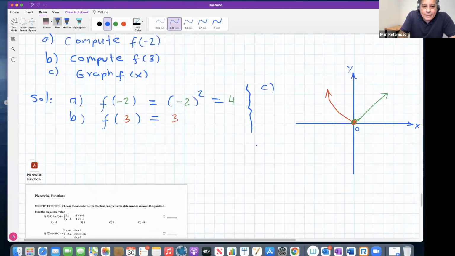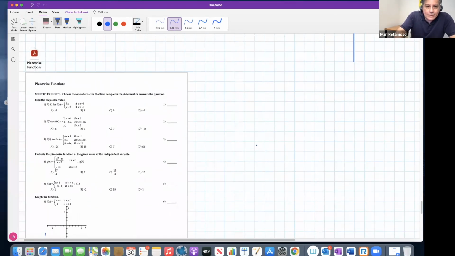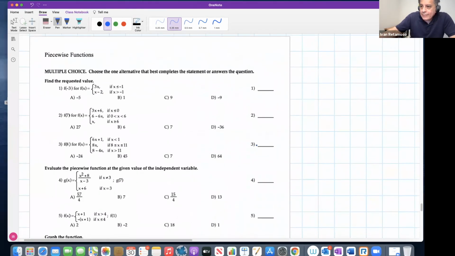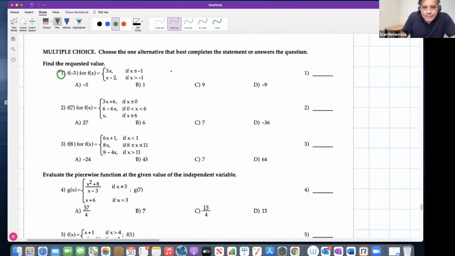Now, let's continue. Let's do some work. For example, here are some evaluations for you to do, guys, easy ones. Can you try number 1? Evaluate this piecewise function at x equals -3. F of -3. Can you do this? Remember, look at where -3 is, right? If it is less than -1, or if it is greater than -1. And according to that, you have to use a formula. Go ahead.